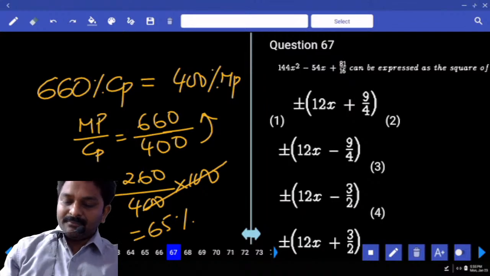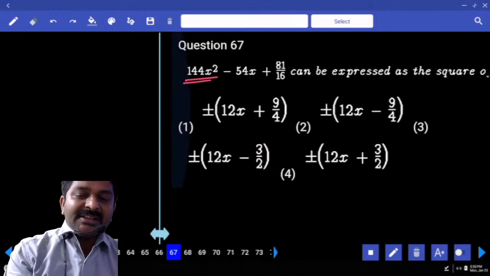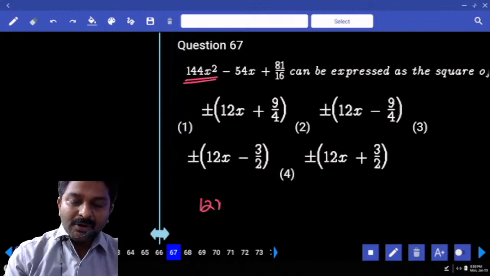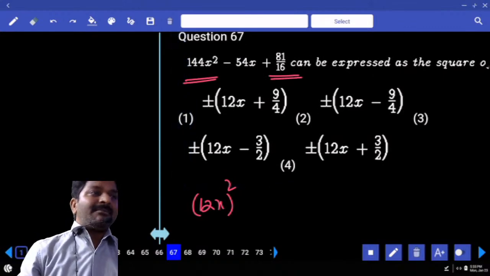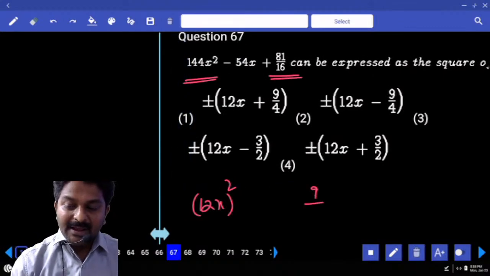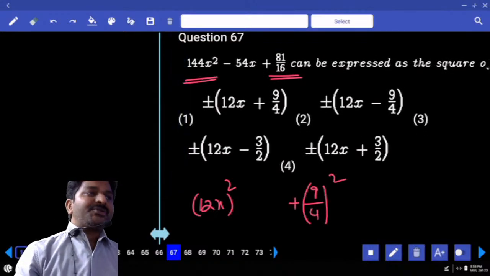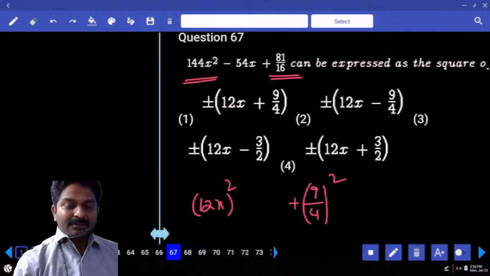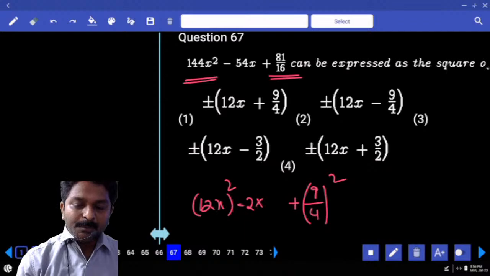Square root of. I think yesterday or somewhere we discussed. You can write this as 12x whole square. Identify the C value, 81 by 16, which is 9 by 4 whole square, correct? B value, positive or negative? Negative. That means it should be in the form of minus 2ab. Let's see. 2 into 12x into 9 by 8. 2, 4 times 4.